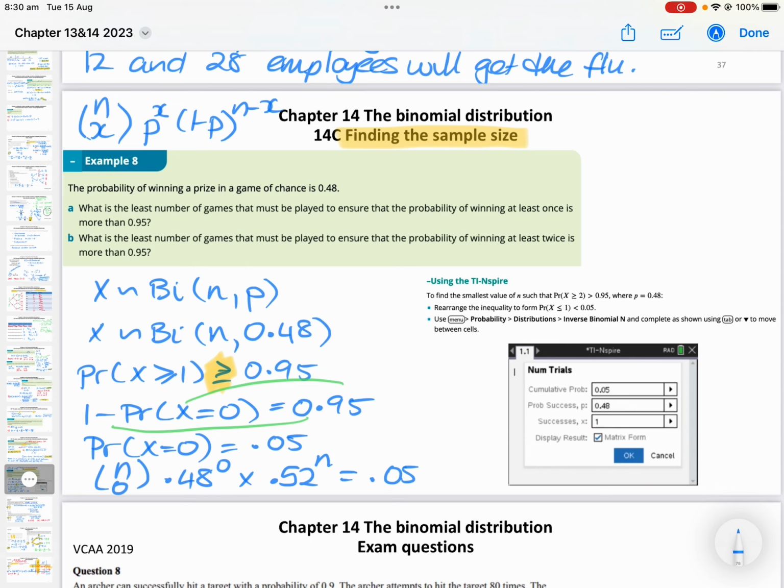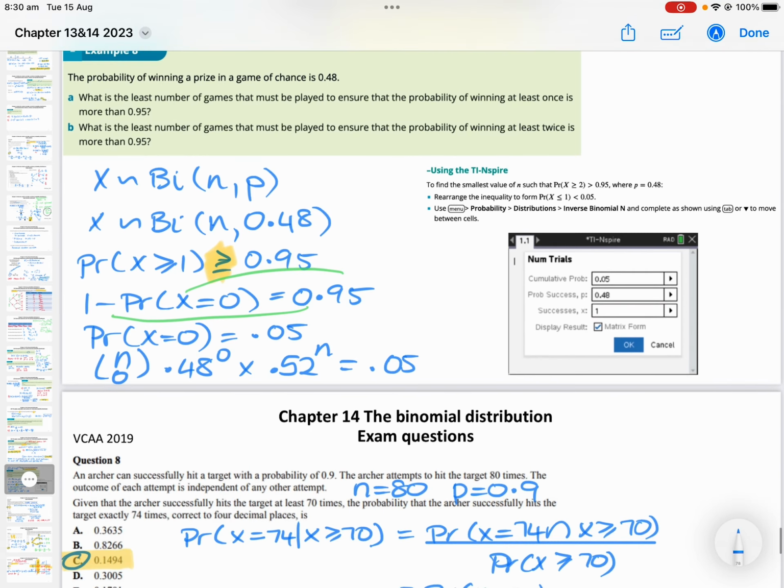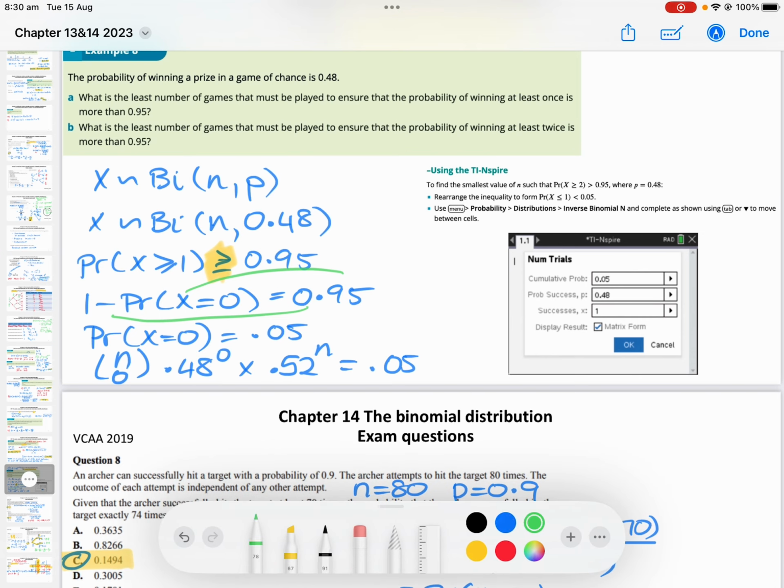Now, at this point, if I don't have a calculator, it's pretty tricky. There might be questions that pop up with parts of it. So, for example, I know that n choose 0 is 1. I know that 0.48 to the 0 is 1. So, essentially what I'm solving is 0.52 to the n equals 0.05. And if you use your calculator to solve that for n, you get n equals 4.58.